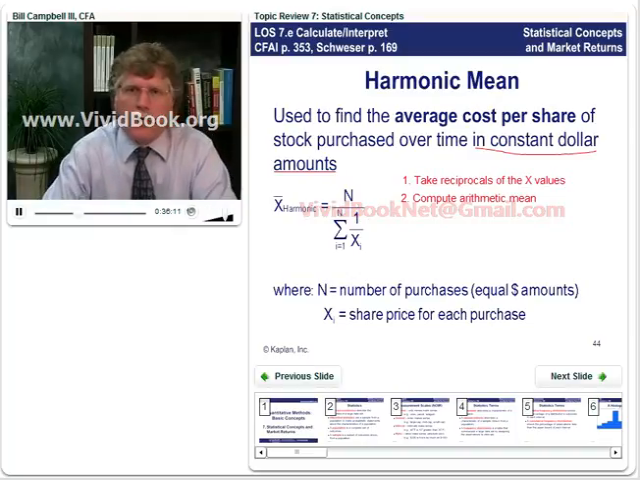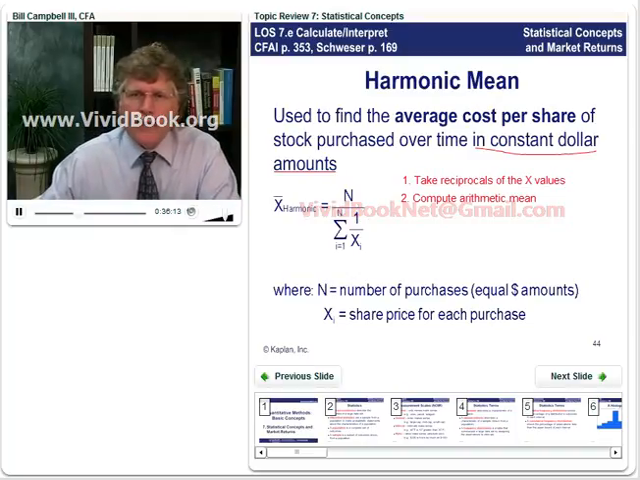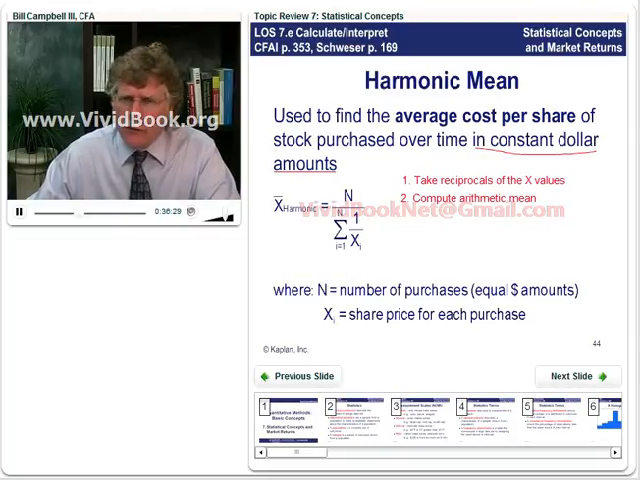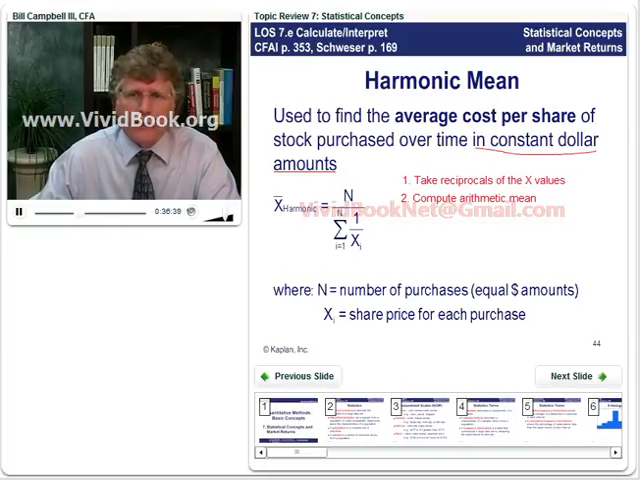There you go. That's exactly what this formula is telling you to do. You take reciprocals of the x's. Notice we have 1 over x sub i. You would add those all up and divide by n. That's this formula flipped upside down. And finally, you take the reciprocal of that. A little bit longer process than calculating the arithmetic mean, but it's not a difficult process. And if you remember these 3 steps, you will always get it right.